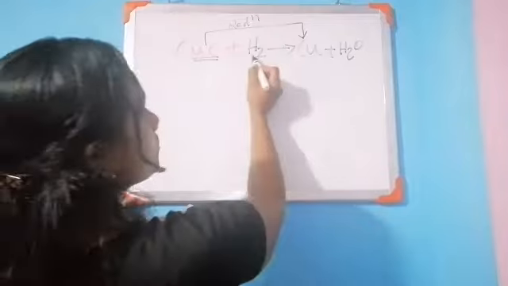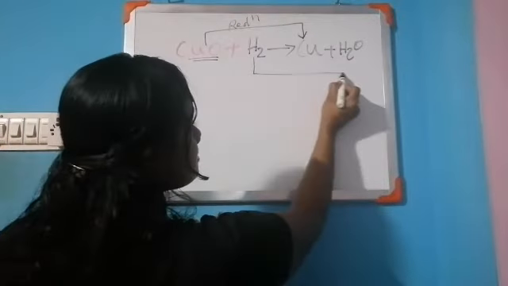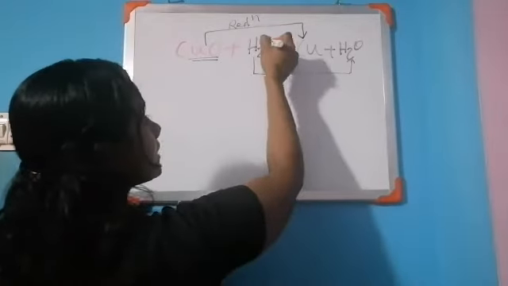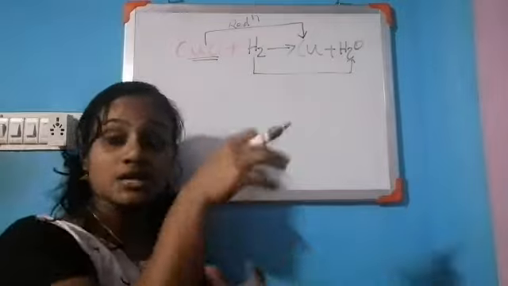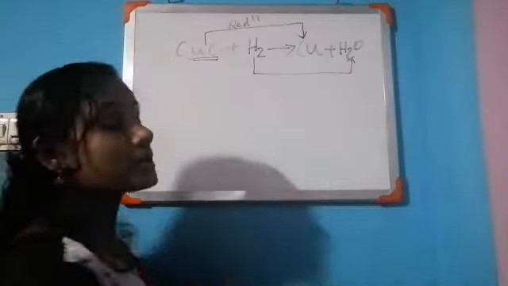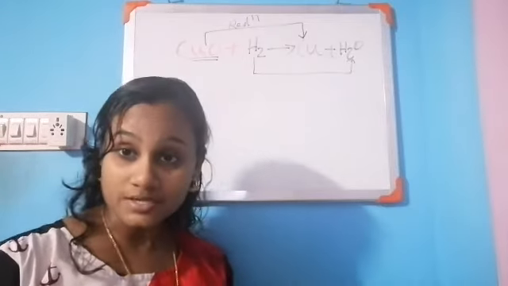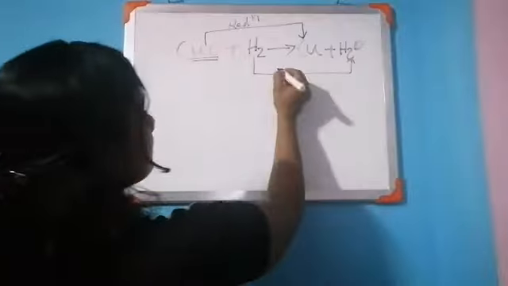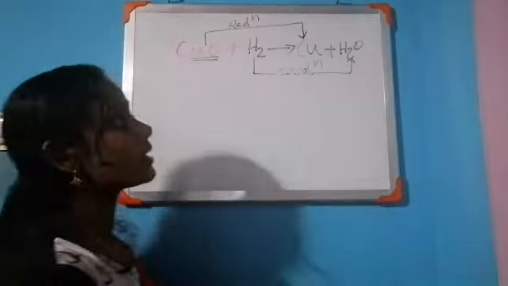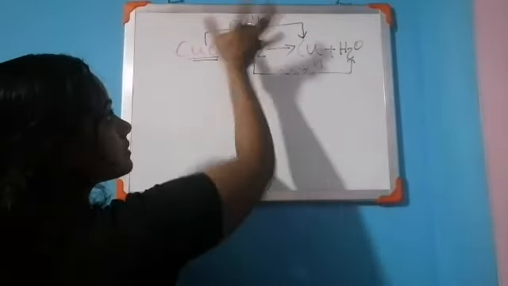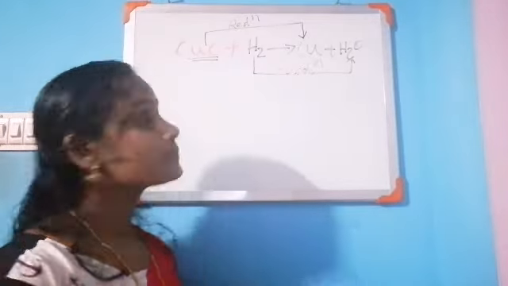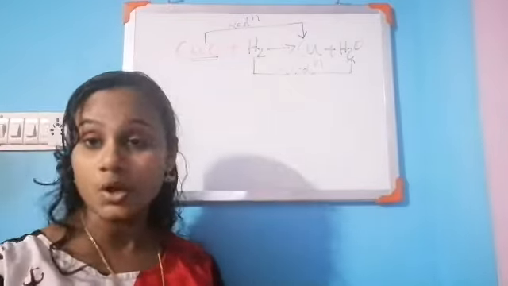Here what happened? Hydrogen changed to water. In that hydrogen, oxygen is added. Addition of oxygen, so we can say hydrogen is oxidized to water. Which reaction is this? Oxidation. So in a single reaction, oxidation and reduction are both there. That type of reaction is called a redox reaction.